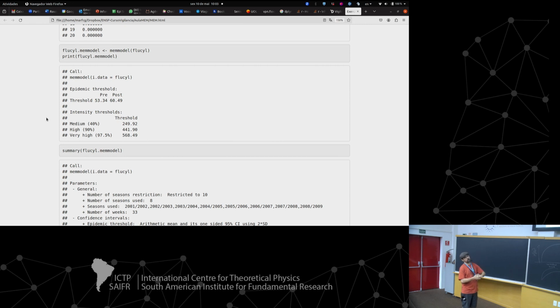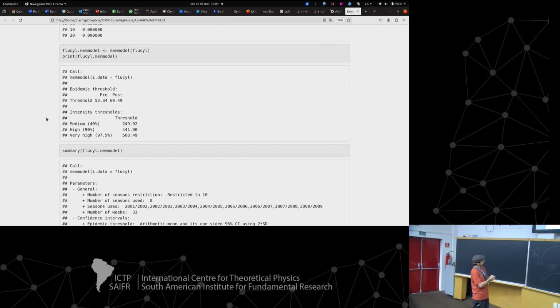So this particular function will run the MEM timing. From the MEM timing function, it will then calculate the epidemic threshold, post-epidemic threshold, and so on and so forth. It will calculate also the endemic channels in the way that we discussed yesterday. It is making a time shift in each season, so putting all of them on top of each other, aligning the beginning of each before starting to calculate the endemic channels and so on and so forth.